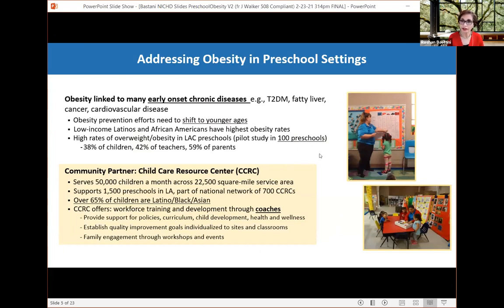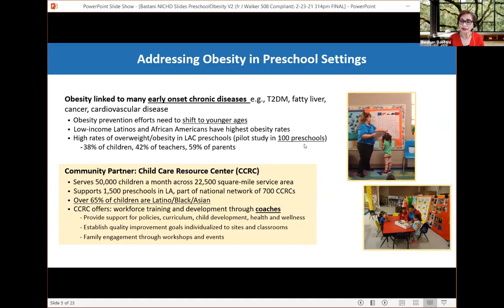Obesity, as we have learned over the years, is a very hard problem to tackle. It's very hard to get adults to lose weight, and it's even harder to maintain that weight loss over time. And so there's a recognition increasingly that obesity prevention interventions need to shift to younger age groups. In the nation, as well as in LA, low-income Latinos and African Americans have the highest obesity rates. This is a disparity, and we're trying to address that.